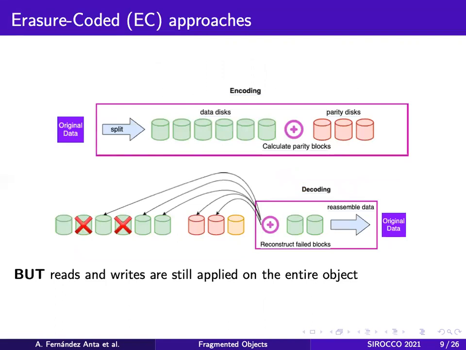Erasure-coded approaches rely on the division of a shared object. During a write operation, shared data strips across multiple disks as datum disks and parity disks. During a read operation, data on a failed disk are regenerated using data from the parity disk and surviving datum disks. But the reads and writes are still applied on the whole object.